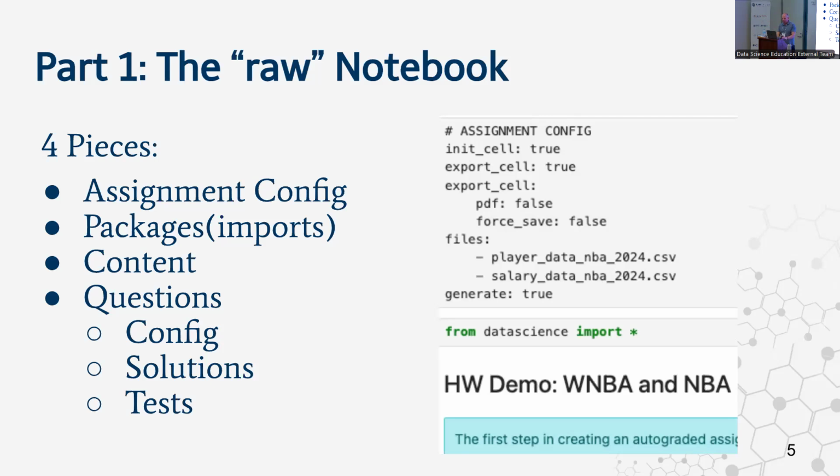So there are four pieces. You're going to get this assignment config in your raw notebook. You're going to import all your packages, write whatever content you're going to write, and then develop a set of questions. Each question has its own config, its solution, and the test you're going to run to see if it's correct.